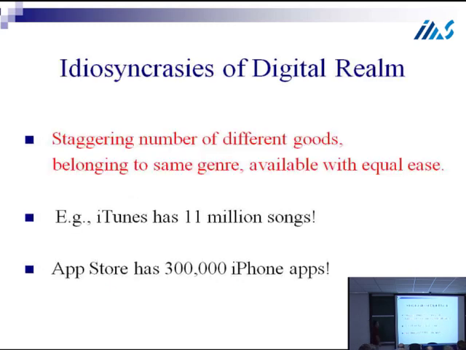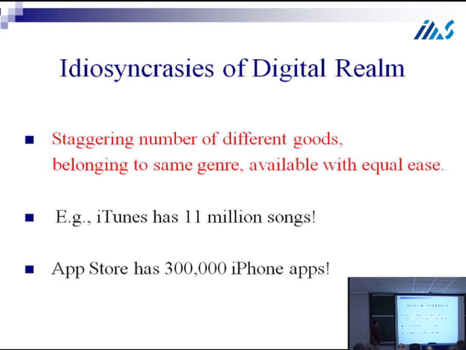So we'll start by studying the digital realm a little bit to see what kind of model naturally fits in here. The first thing to realize about digital goods is that you don't have 31 types of one good, like 31 flavors of ice cream or 15 flavors of yogurt. You have 9 million songs on iTunes, okay? It's orders of magnitude more. 300,000 apps on the iPhone store.